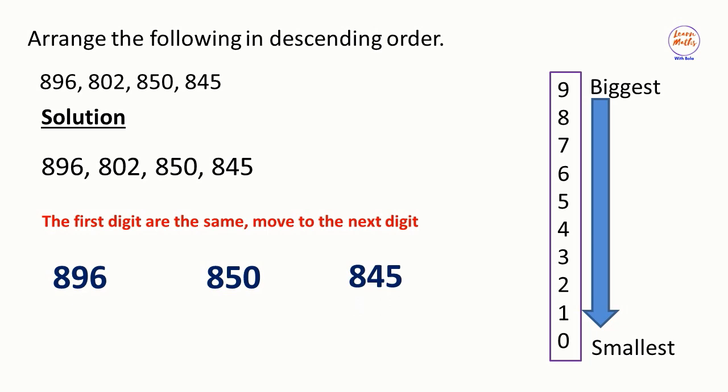And when you move to the next digit, you have 9, 0, 5, and 4. So which is bigger? Which will come first? Good, 9 comes first because 9 is the biggest. Then followed by what? Good, 5. So 850 comes second, then 845 and 802. So it is as simple as this. And don't forget that all the numbers here had 3 digits, so there was no point separating.